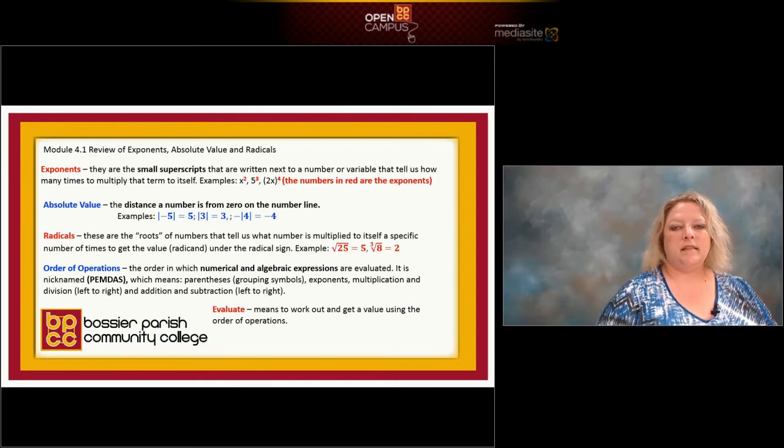Sometimes you're going to see, like the example that I put on there, where it has the little 3 and then the little root sign. That means the cube root. That means what number multiplied to itself 3 times gives me that 8, and that answers 2. So the root isn't always going to be 2 like a square root. Sometimes it can be a cube root, a 4th root, or a 5th root. That number doesn't matter. The procedure is what number multiplied to itself that many times gives you the value that's under there.